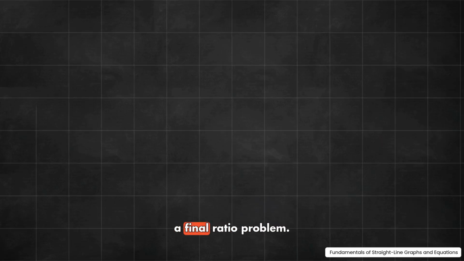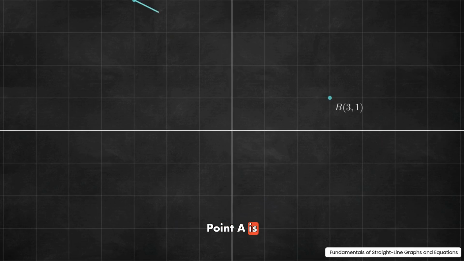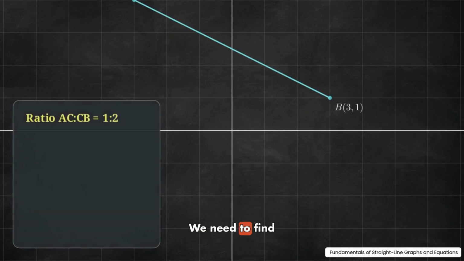This brings us to a final ratio problem. Point A is at -3, 4, and point B is at 3, 1. We need to find a point C that divides this segment into a precise 1:2 ratio. A common mistake is assuming a 1:2 ratio means calculating half the distance. In reality, a 1:2 ratio means the entire segment is split into 3 parts, and point C is exactly 1/3 of the way along the line.